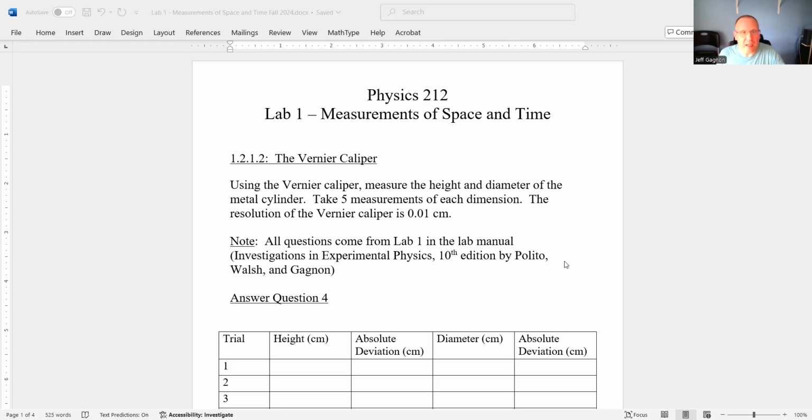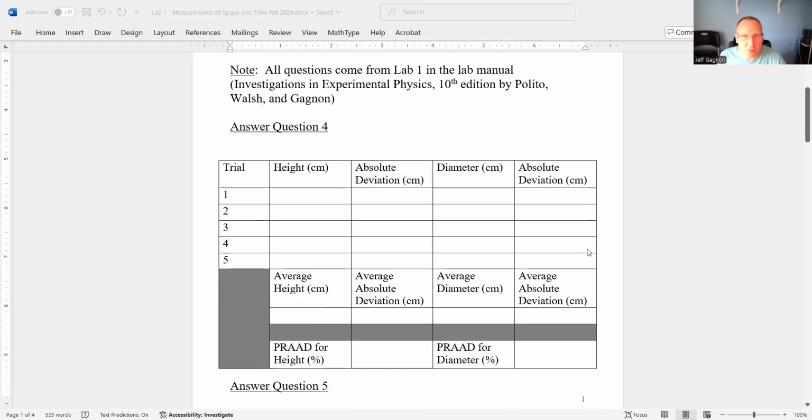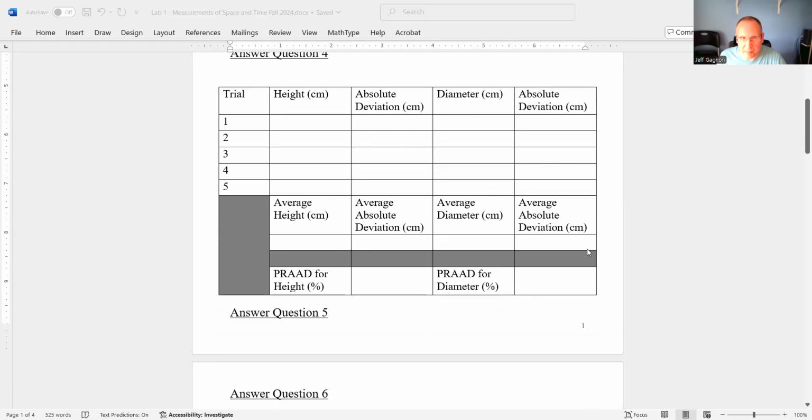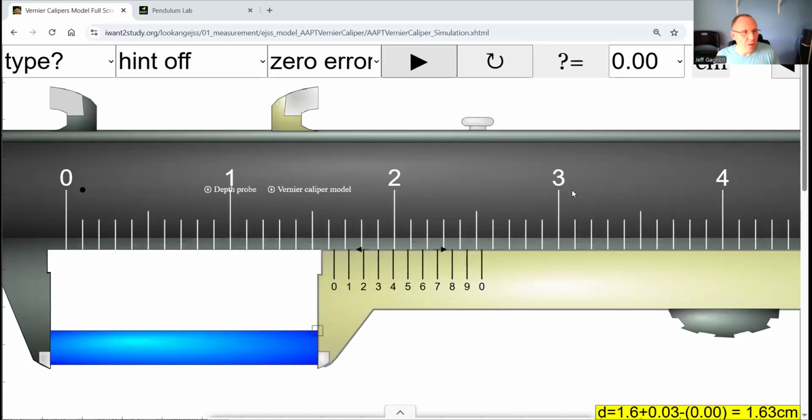The first thing I'm going to do is show you how to read a vernier caliper. You'll have some vernier calipers in lab that you can use. In this video, I'm just going to use a simulation to show you how to read the vernier caliper. So let me go to that screen. Okay, so here's a vernier caliper.